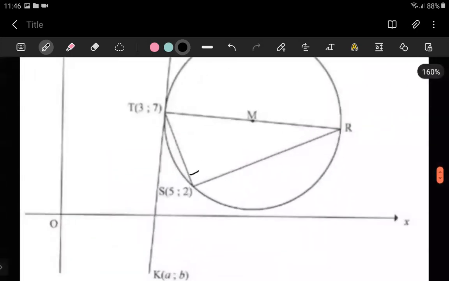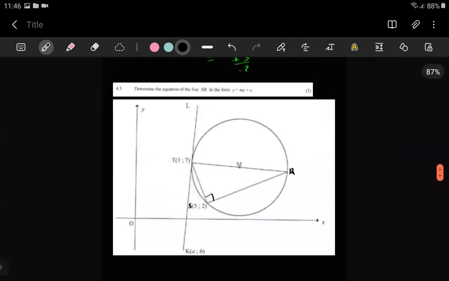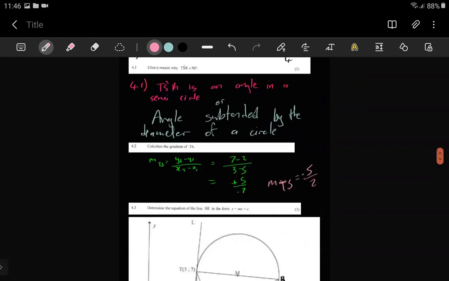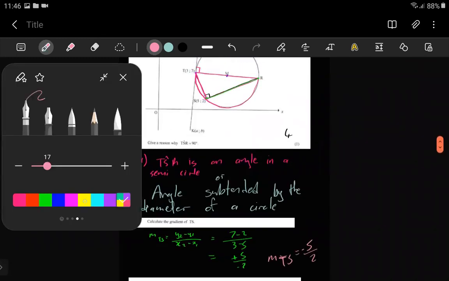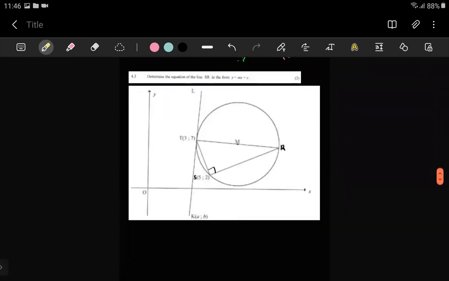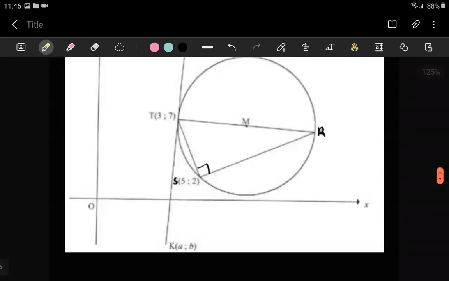So this is a 90-degree angle. Don't forget, they want us to get the equation of SR. And remember, we always said, always think of the questions they would have asked us beforehand. Here, we worked out the gradient of TS, and in the previous question we got this as a 90-degree angle. So how do you think that's useful for us to get the equation of this line here? How are the two previous questions trying to tell us what we should do for SR?